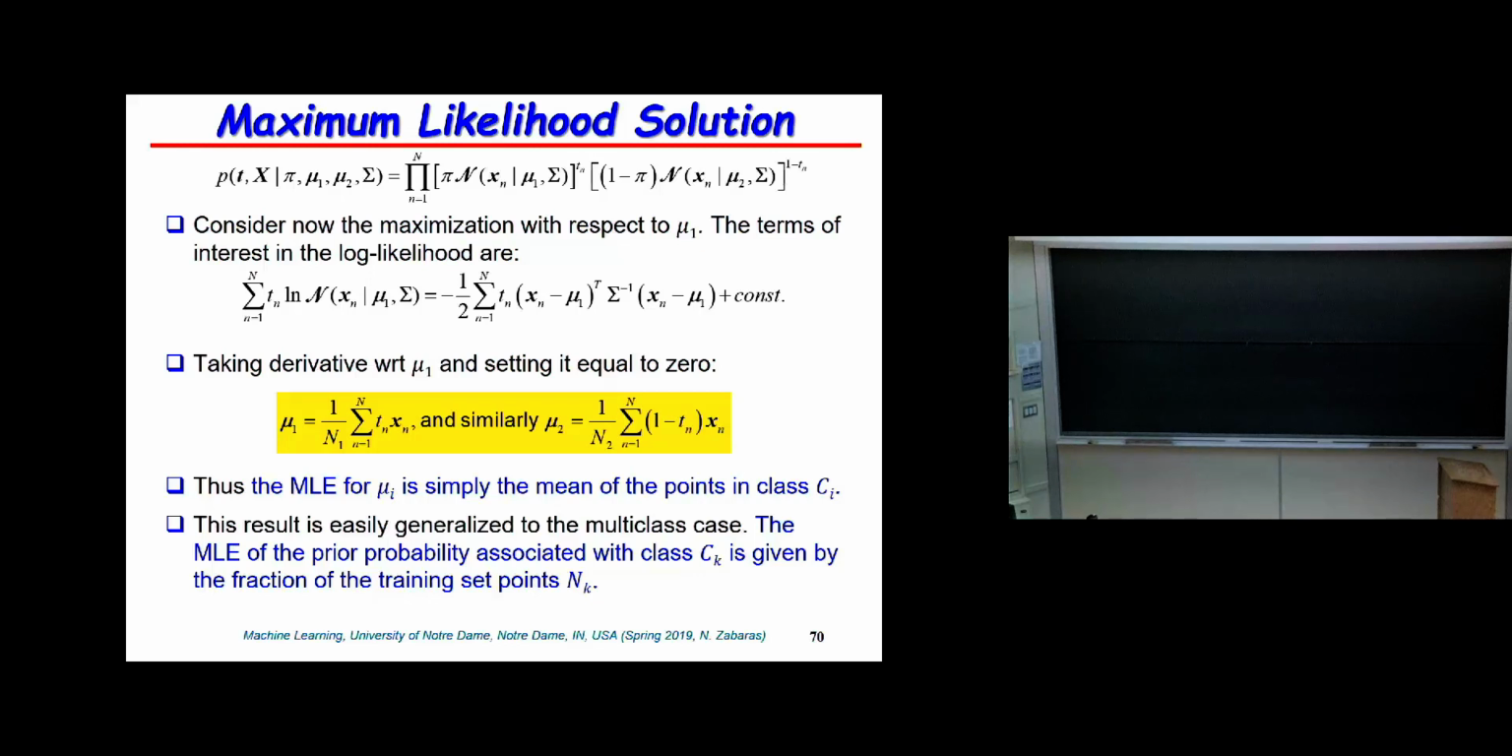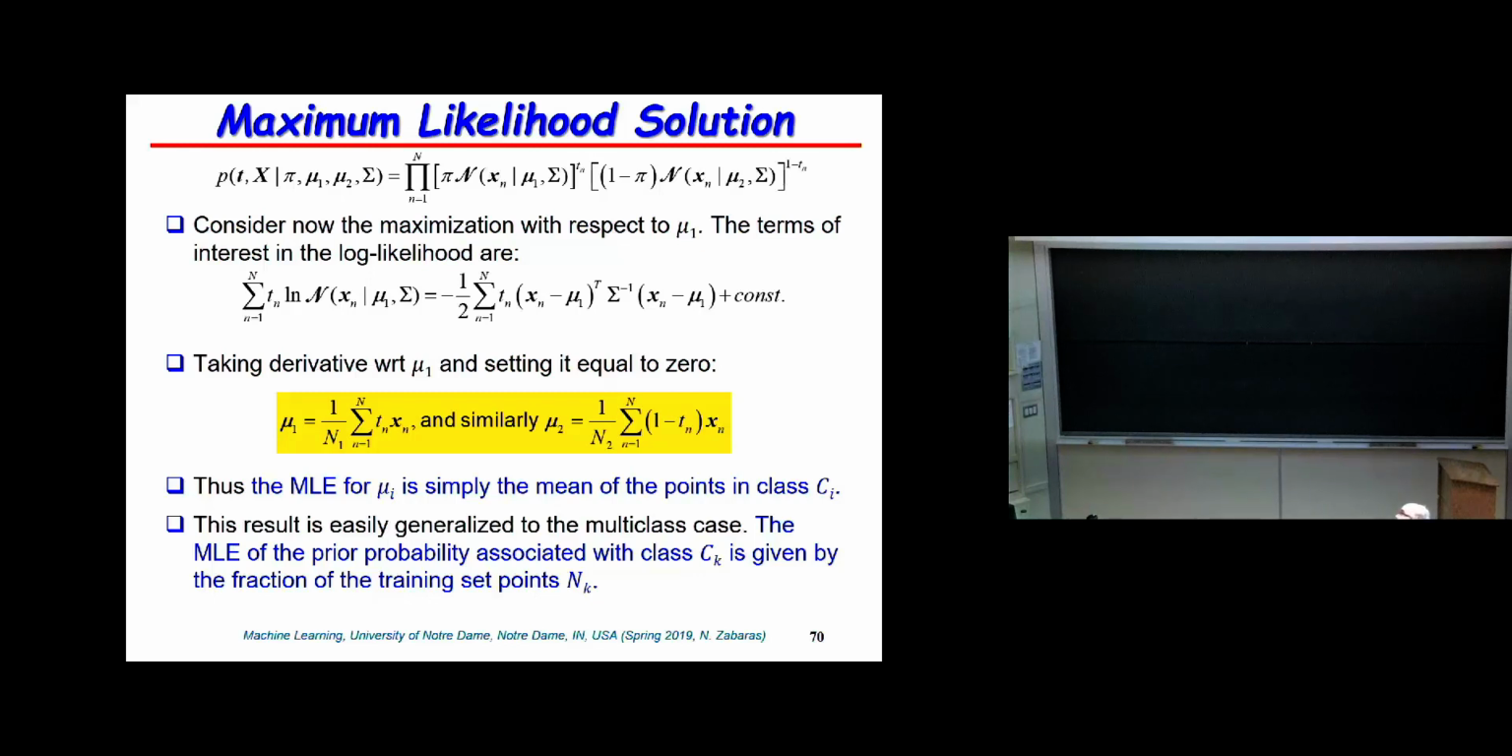So let's take derivatives with respect to mu1. Only the first term gives contributions. If you take logs, this becomes the summation of tn times the log of this Gaussian. You expand the Gaussian, mu1 comes in the exponent, you write this explicitly, and you take the derivative with respect to mu1 equal to 0, and the answer is this. Does the answer make sense to you?